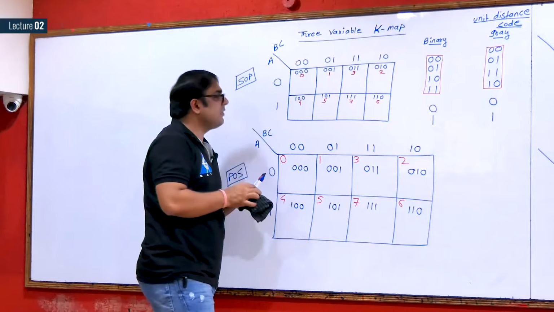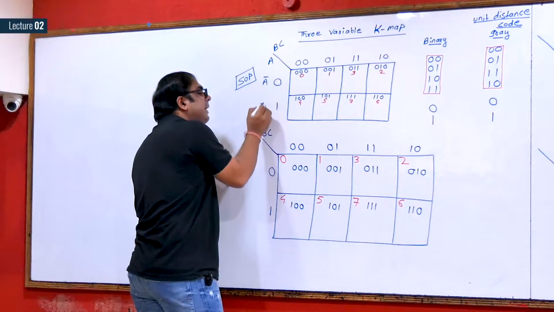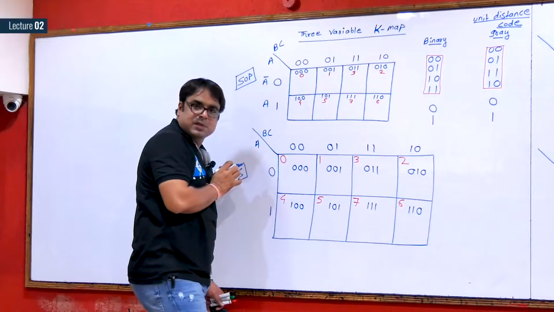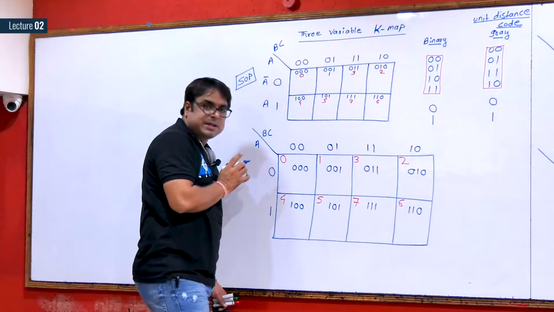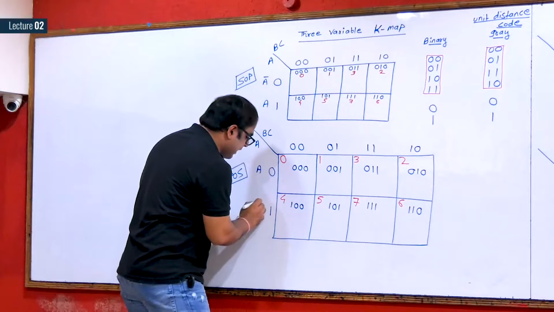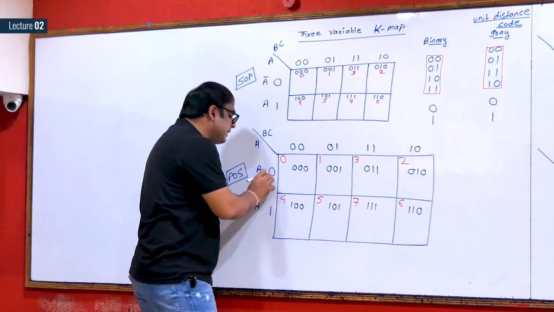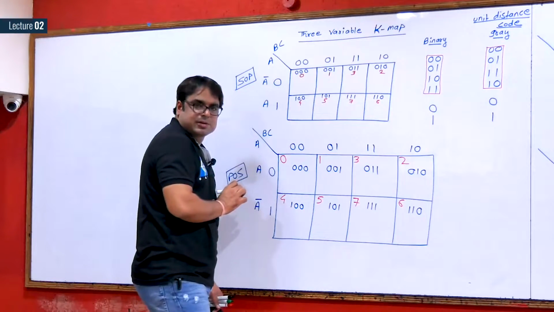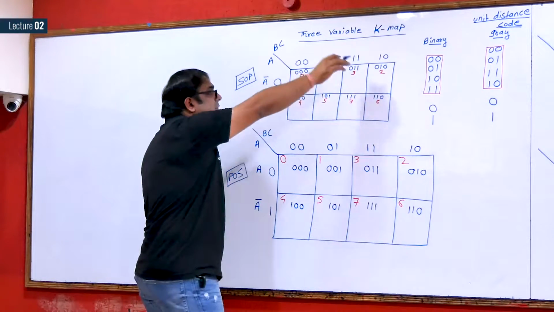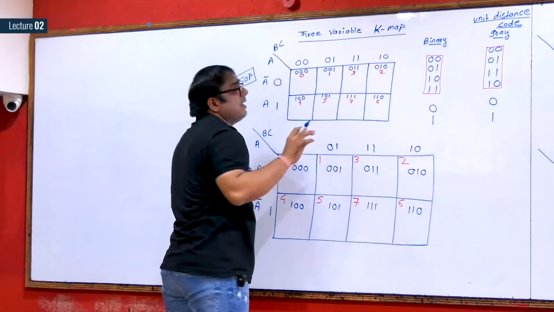In SOP, A is equal to 0 means A complement and this is normal A. What will happen in POS? Please see. In POS, A is equal to 0 is normal and this is complement. In POS, 0 is normal, 1 is complement. Now the same thing we will discuss with B and C. This is B and C.